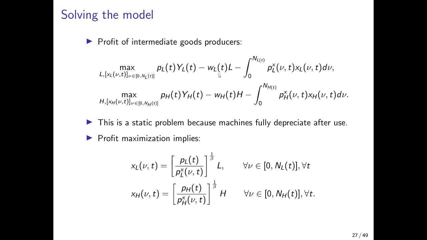So the first term here is revenue, the price I can charge multiplied by my amount of output that I sell. And then I have to subtract the wage bill. And here I have to subtract outlays for machines. Then I get the profits. And the same holds true for the intermediate goods producers that produce with high-skilled workers.